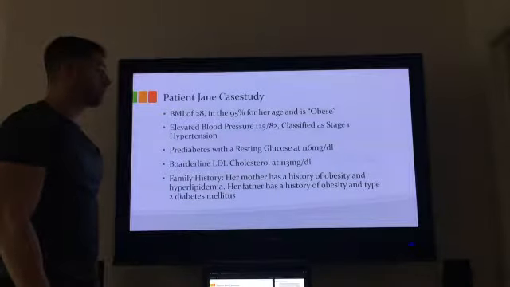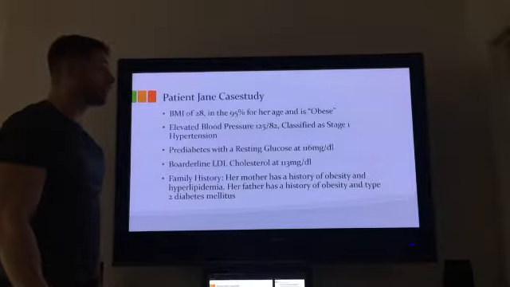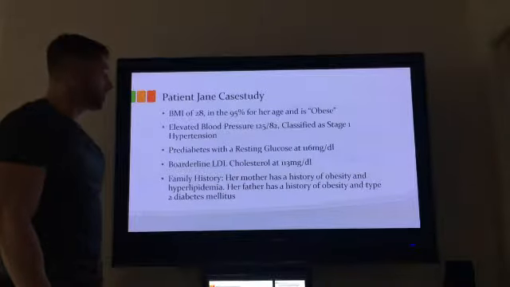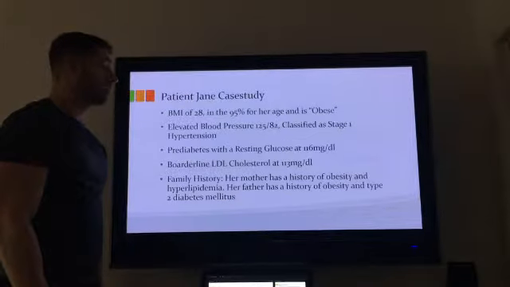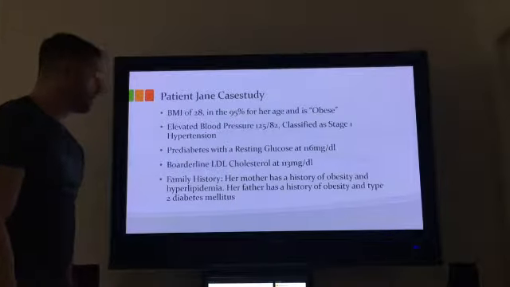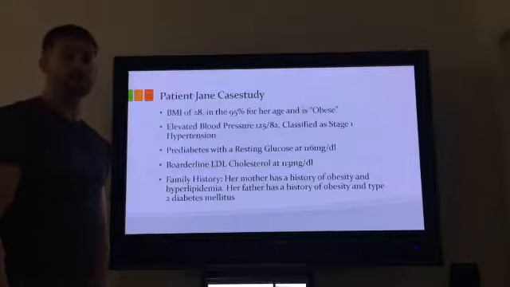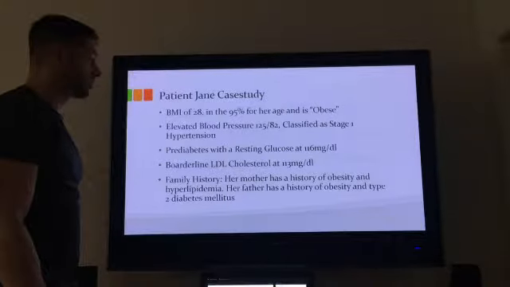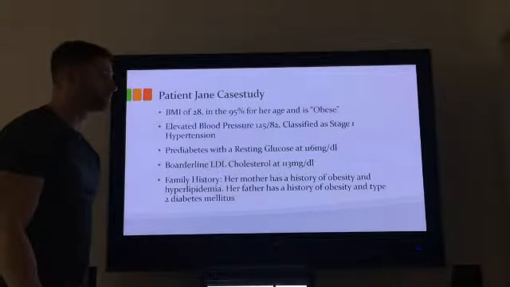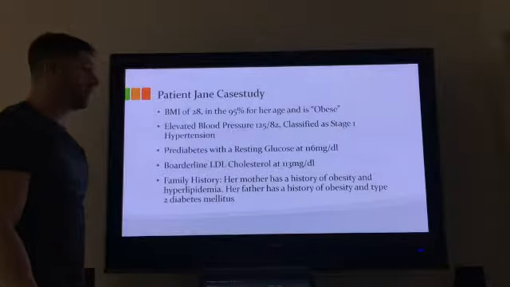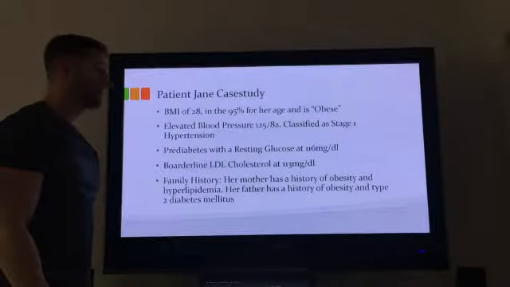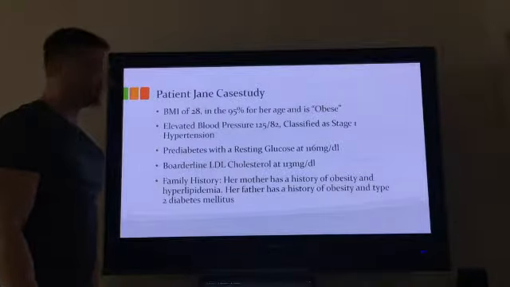She is pre-diabetic with a resting glucose of 116 milligrams per deciliter. She is borderline LDL cholesterol at 113 milligrams per deciliter. Jane has a family history. Her family history includes her mother having issues with hyperlipidemia and a history of obesity. Her father also has a history of obesity and type 2 diabetes.